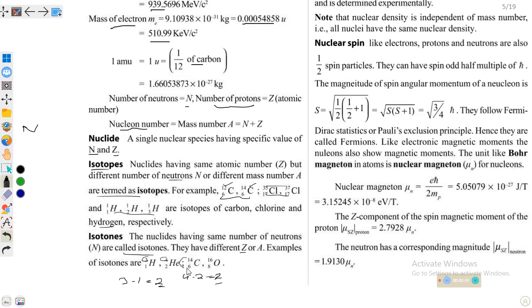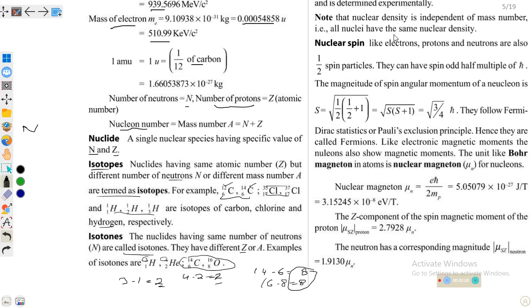Similarly, for these two atoms, you can find the number of neutrons as the mass number 14 minus 6, which gives us 8. And similarly for oxygen, 16 minus 8 gives us 8. The numbers of neutrons are the same, so we call these nuclei isotones.